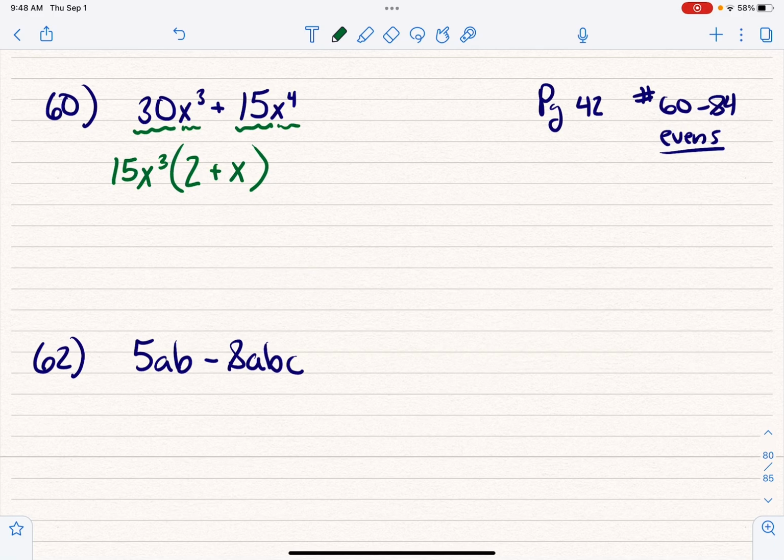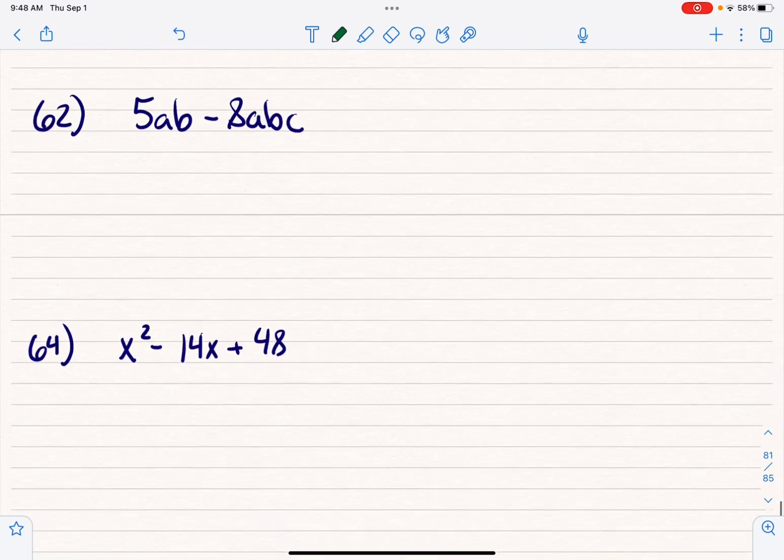And you can always double check to make sure you're right by multiplying this back in. You think about 15 doubled would be 30, and it would have the x cubed by it. 15x cubed times x would give me 15x to the fourth. And so I need to be able to get what I started with. All right? Okay, next one.